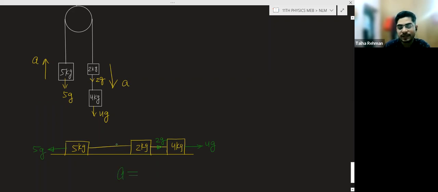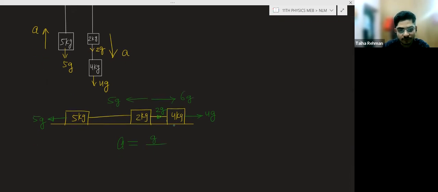Then write the net force. What will be the net force? 4g plus 2g means in this direction net force will be 6g, and in this direction the net force will be 5g. Net force will be 6g minus 5g, that is g. And what is total mass of the system? 5 plus 2 plus 4, 11. So this will be your net acceleration.